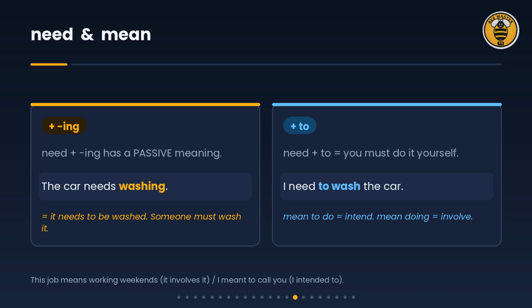Mean has its own split. Mean to do means intend. I meant to call you. Mean doing means involve. This job means working weekends.